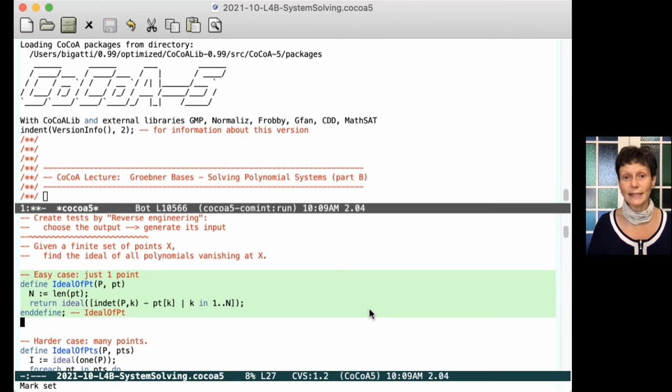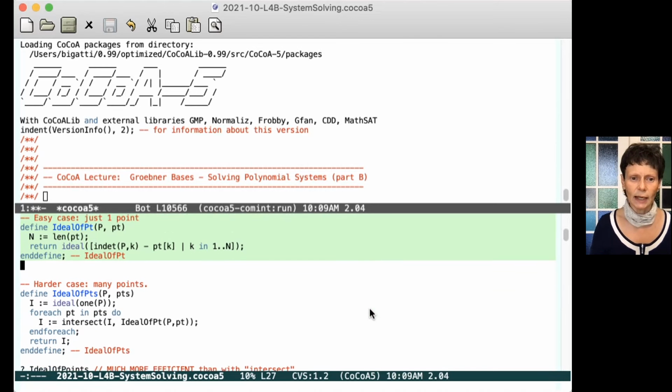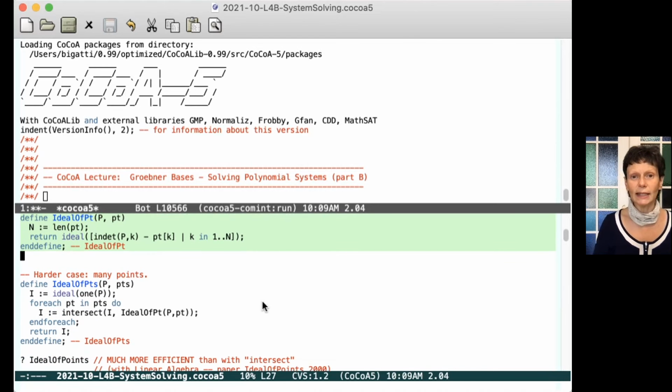And for a set of points instead, I can compute the intersection of the ideals for the single points, and I get an ideal having as solutions this finite set of points. So the intersection of the ideals gives the union of the solutions. This is a very hard computation. We haven't seen it, but we can use Gröbner bases to compute the intersections. But these computations can get quite hard.